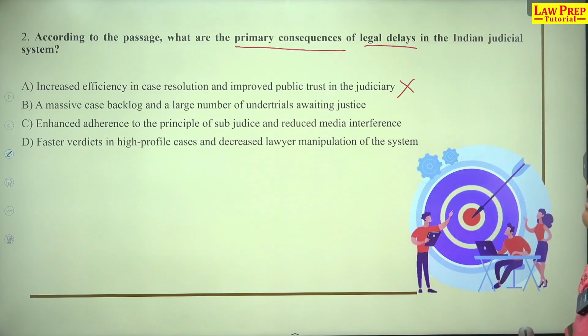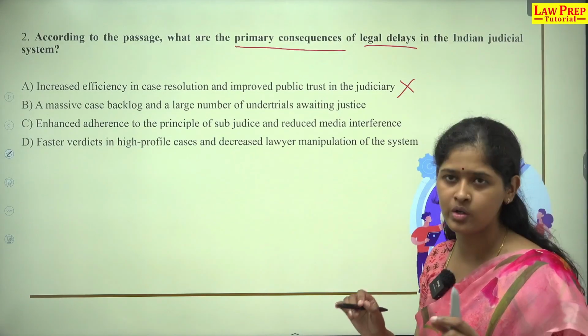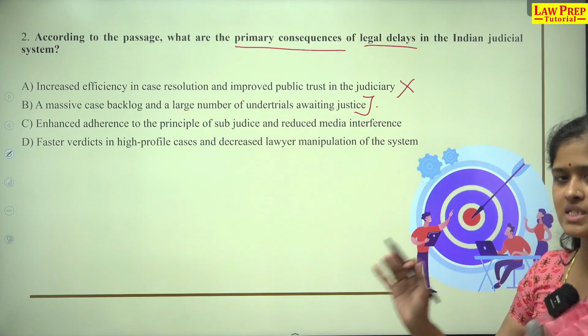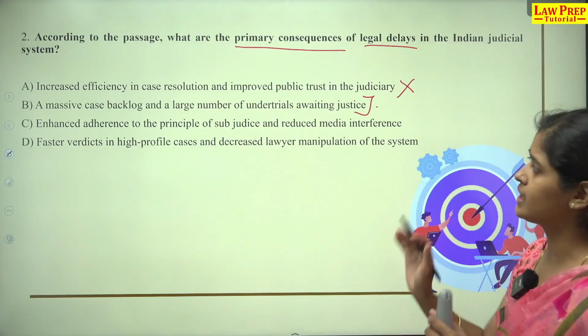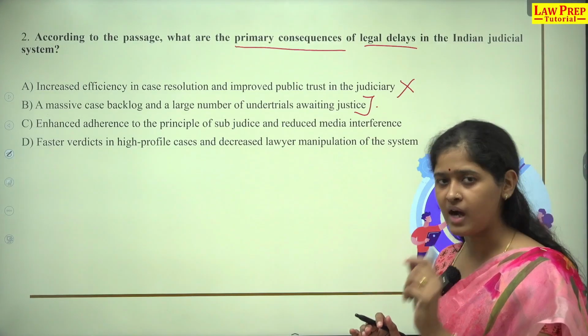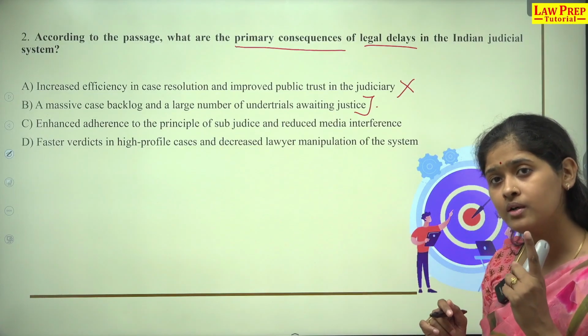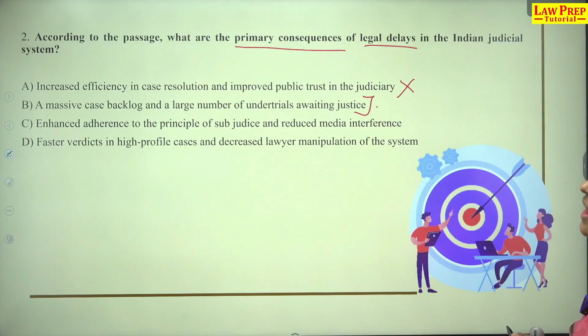Okay, a massive case backlog and a large number of under trials awaiting justice. If I am not wrong, this thing is in the passage. Second and third line states these 2 points. We have marked also. So this seems like an answer coming from the passage. Next, enhanced adherence to the principle of sub judice and reduced media interference.